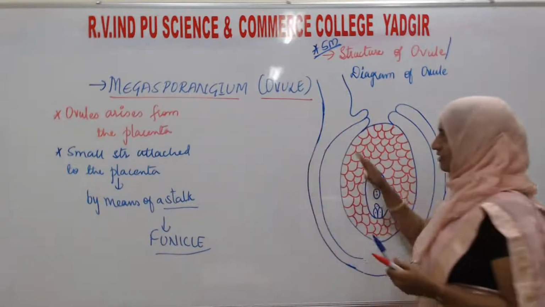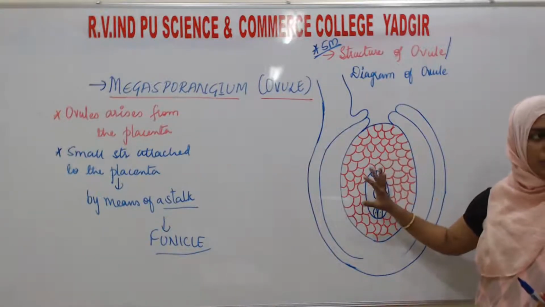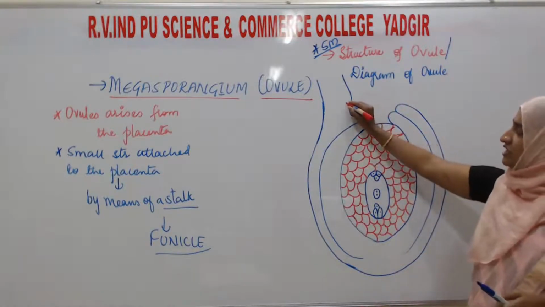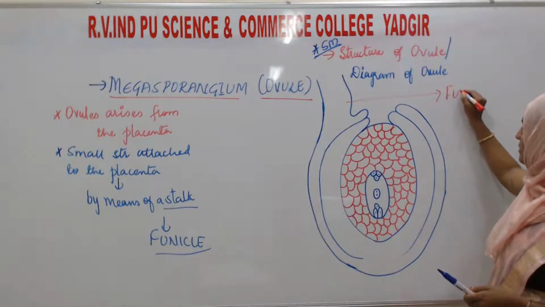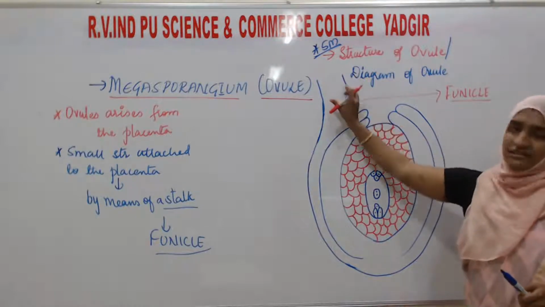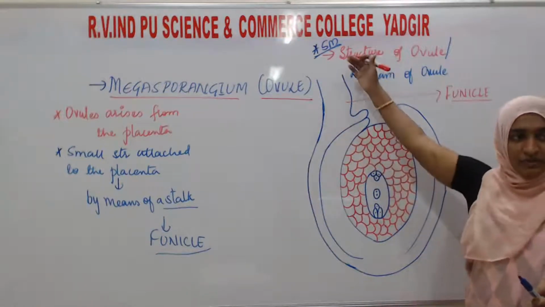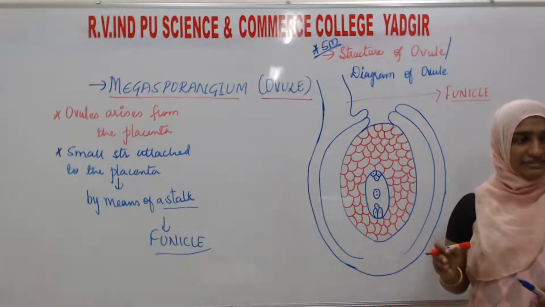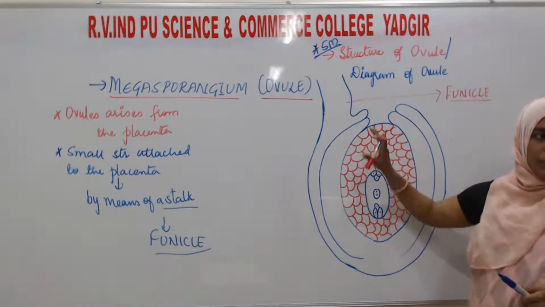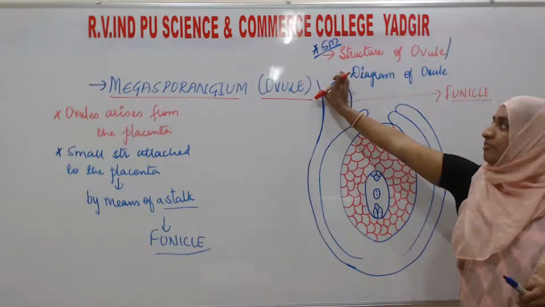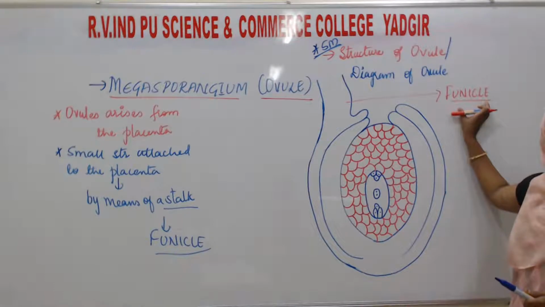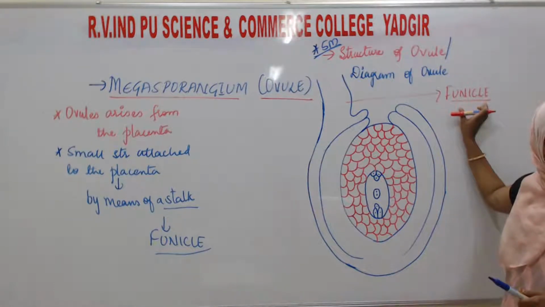See here, this is the ovule, the main body of the ovule, and this region is labeled as the funicle. A stalk is there which is attached to the placenta. About the placenta I have told you. The main body of the ovule is attached to the placenta by a stalk, and this stalk is known as the funicle.